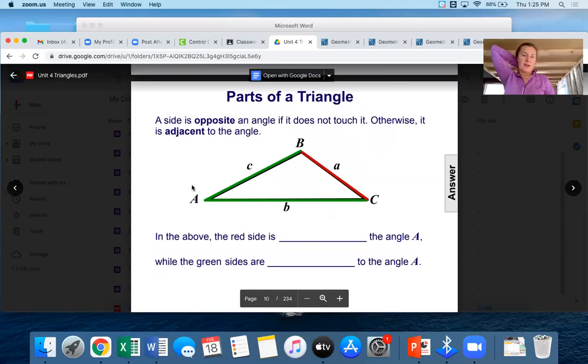So we have parts of a triangle. A side is opposite of an angle if it does not touch it. Otherwise, it is adjacent to the angle. So in the above picture, the red side is opposite to angle A. Because you look here and you say, all right, here's angle A, and this red line is across from it. The green sides are adjacent to angle A. They are adjacent because they touch it.